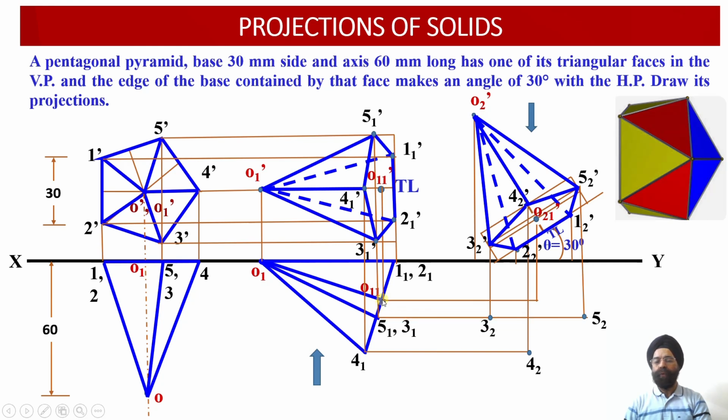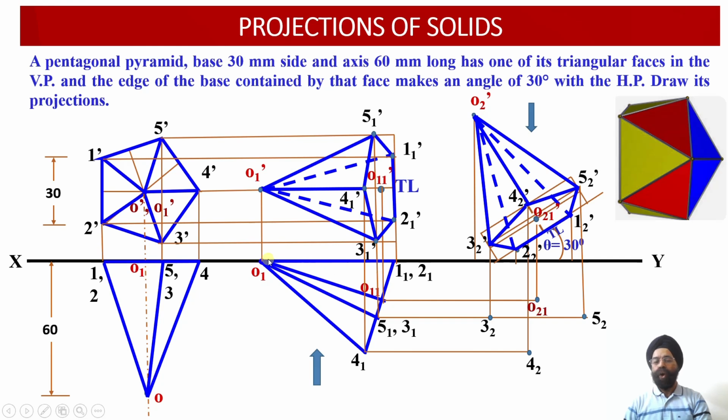So through point 011, again we have drawn a horizontal projector line. Wherever it intersects with the vertical projector line drawn through the point 021 dash, this is 021 dash, this intersection will provide us with the location of the point 021 over here.